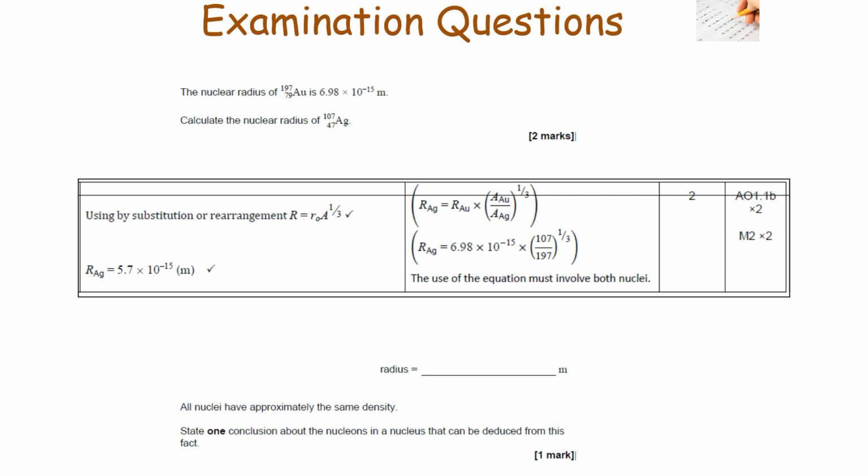So you can therefore say the radius of silver is the value of R0 you've just worked out multiplied by the value of A, which is going to be 107 to the power of a third.